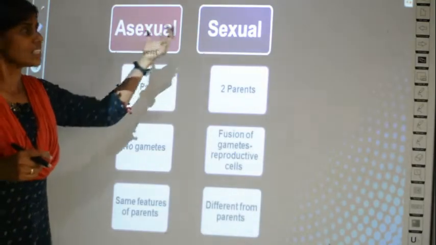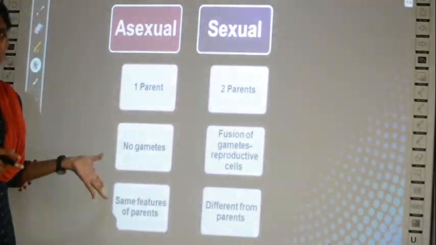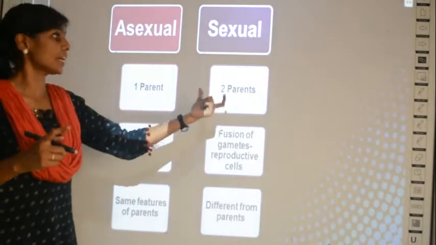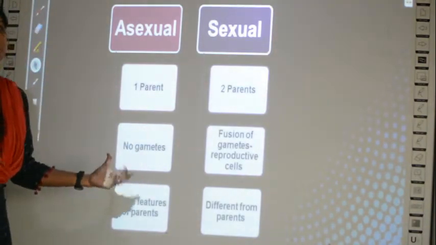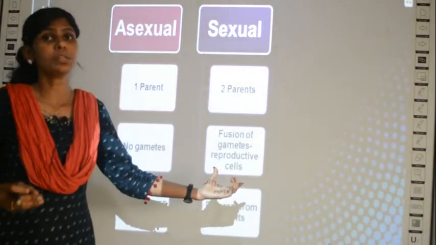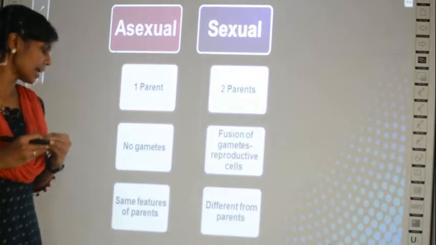And how do asexual and sexual reproduction differ? There are three differences given in your textbook. In asexual reproduction there is only one parent. In sexual reproduction there are two parents. In asexual reproduction there are no gametes involved, but sexual reproduction can happen only by the fusion of the male and the female gamete.